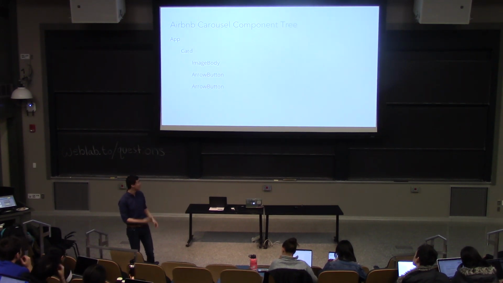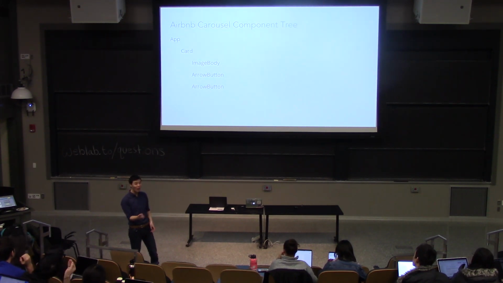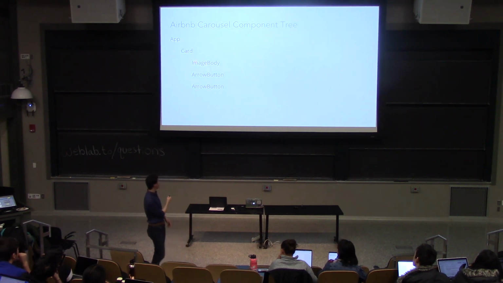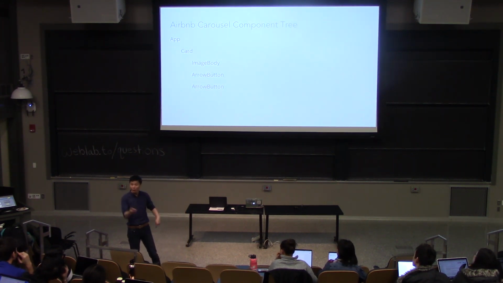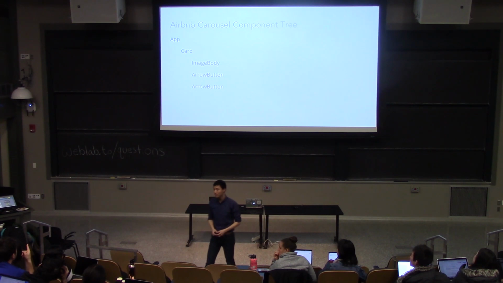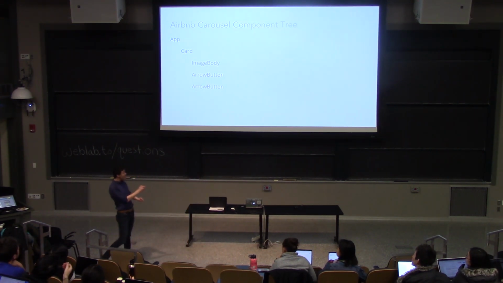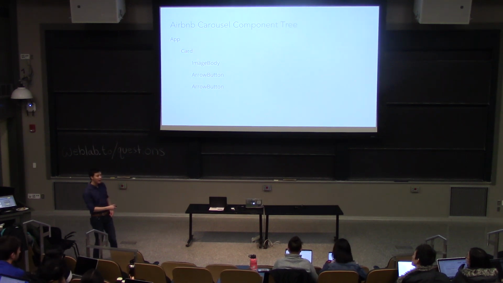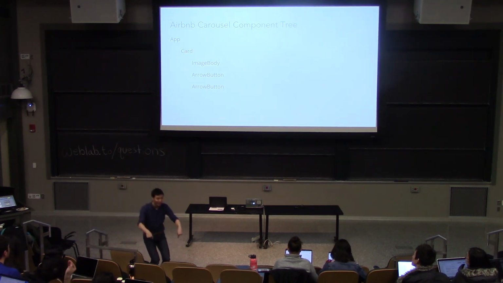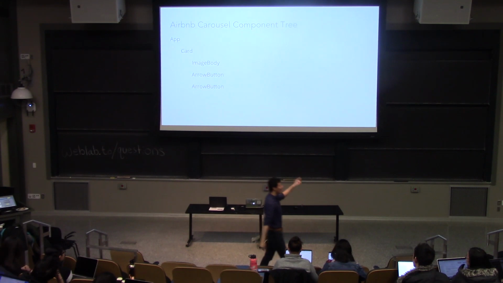Does it live in the arrow button? No. Why can't it live in the arrow button? Because then the image body can't access it, right? It's not below. What do you think? Where does the image live? It exists as a state in the card and it has to be a property. Yes, that's exactly right. It exists as a state in card and is passed downwards as a property into image body.